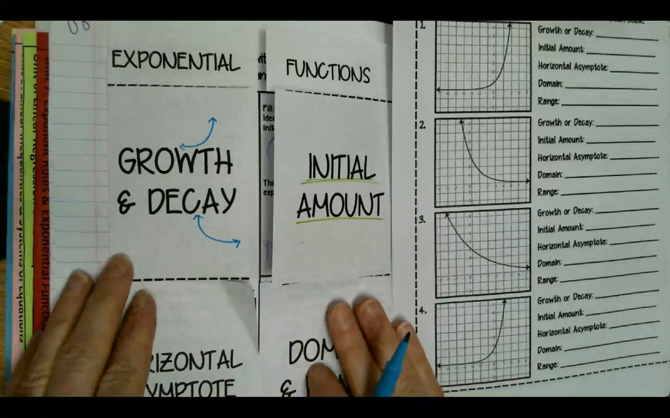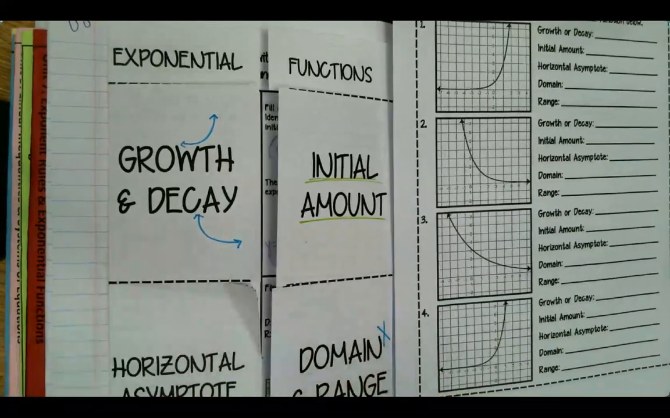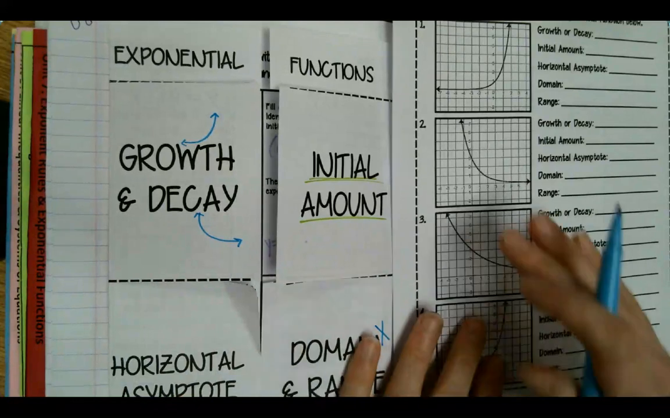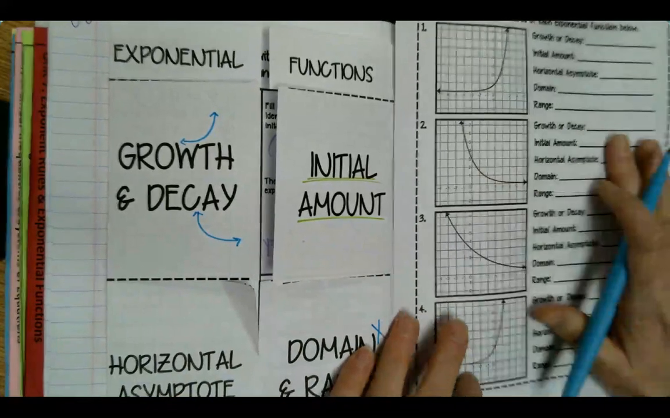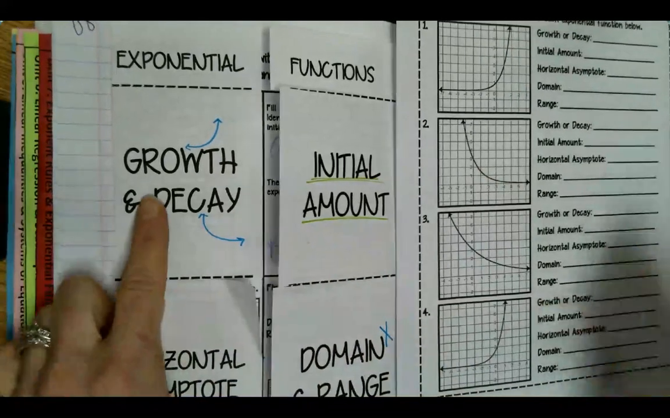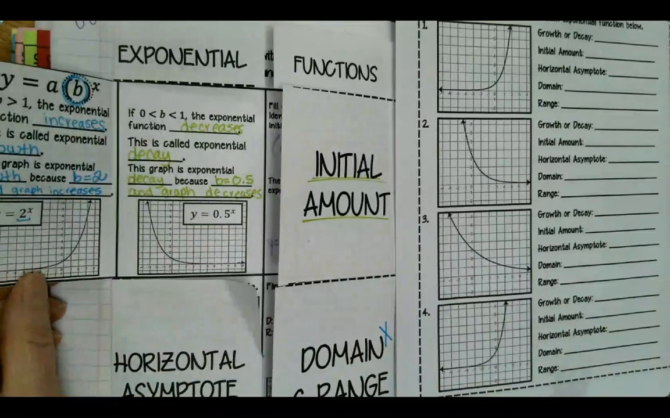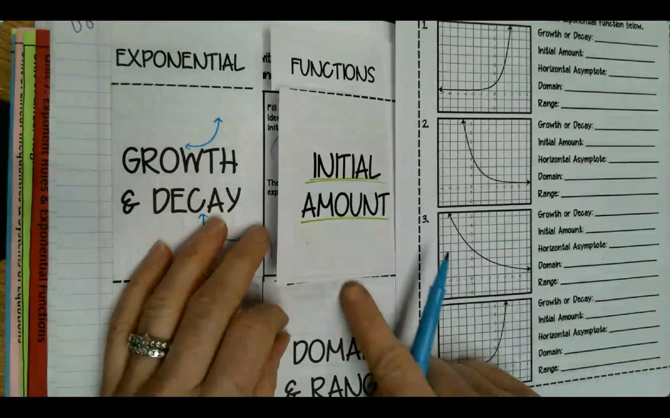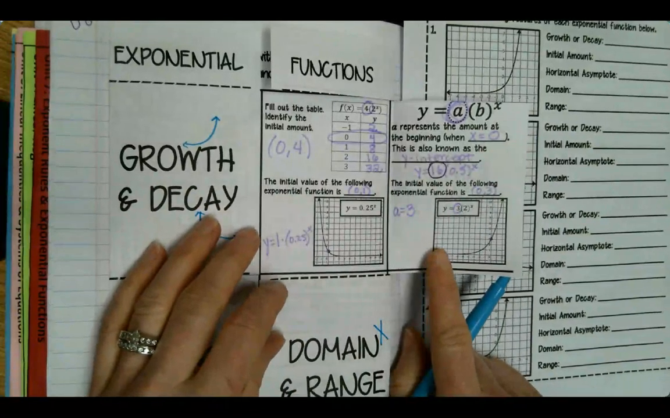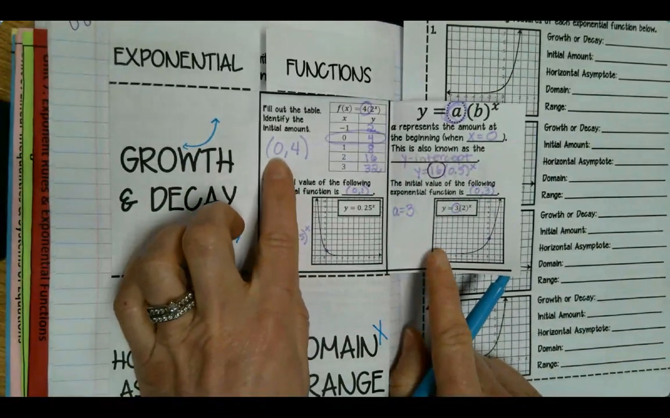Yesterday, we took notes on all the different features of exponential functions. So today we are going to review them on this worksheet. So here's how you determine growth and decay. Look at, is it increasing or decreasing? The initial amount is also known as your y-intercept. It's written as a coordinate pair.